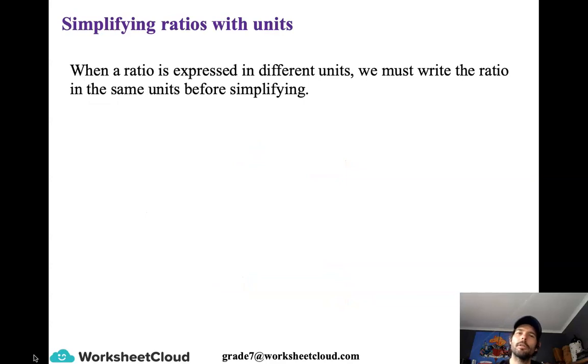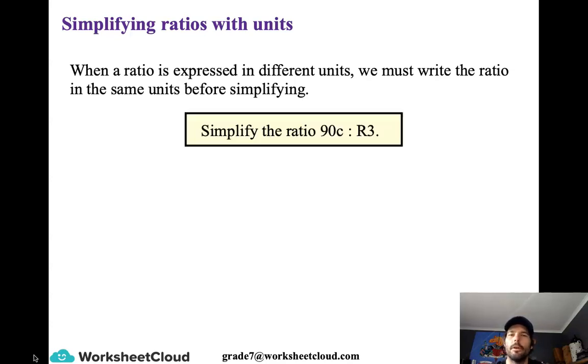So then we move on to simplifying ratios with units. And it's really important that we convert units to be the same thing. Okay, so you cannot simplify, for example, 90 cents and 3 rand, because one's in cents and one's in rand. You need to have them both in cents or both in rands. Now here you can put them both in cents, and then you're going to have 90 cents is to 300 cents. Okay, and if we do that, it looks like that on the screen.